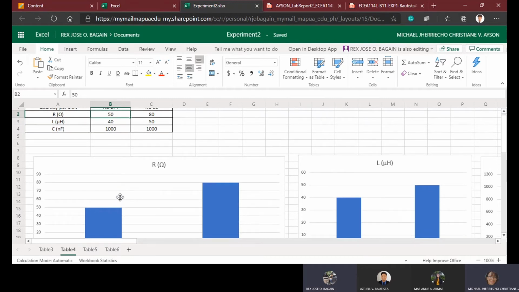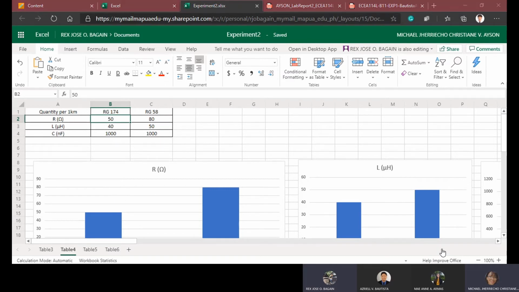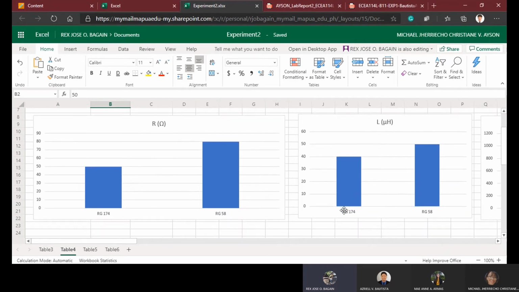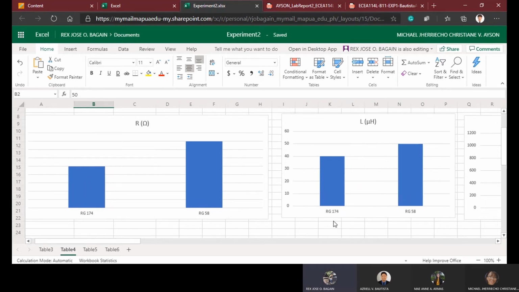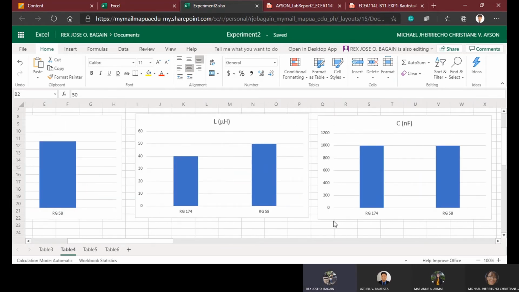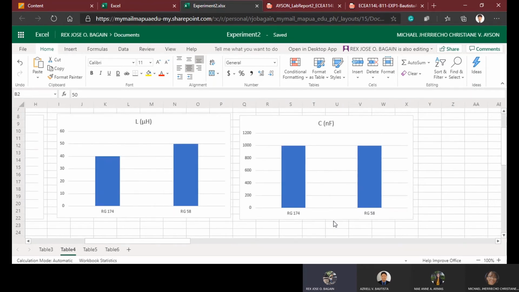So Table 4 shows that the RG174 has a resistance value of 50, the RG58 has a resistance value of 80. Meaning for a 1 kilometer line, the RG58 has a higher resistance value. For the inductance, the RG174 has an inductance of 40 microhenries, and the RG58 has an inductance of 50 microhenries, meaning that the RG58 coaxial line has a higher inductance for a longer line.